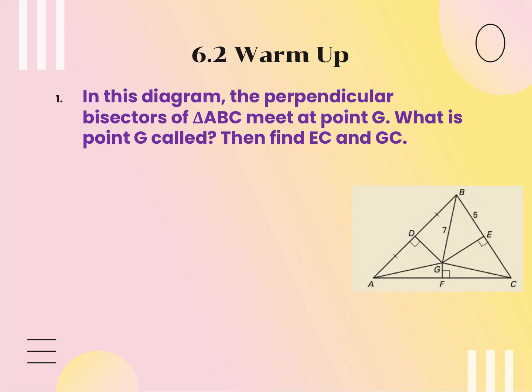So for 6.2, it says, in this diagram, the perpendicular bisectors of triangle ABC meet at point G. So let me go ahead and highlight the perpendicular bisectors for you.